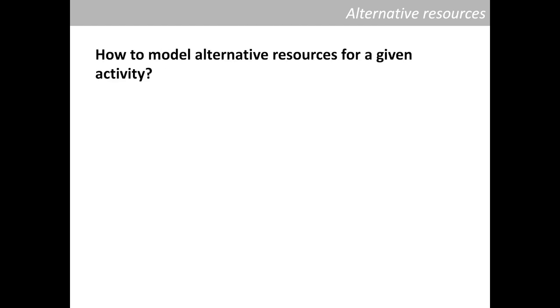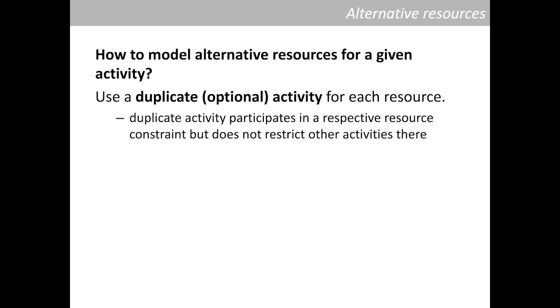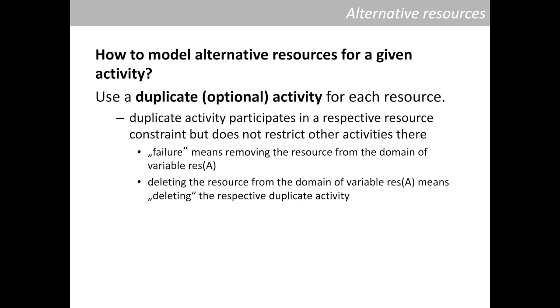What about the alternative resources? Sometimes we can allocate the activity to several resources. The trick that is used in modeling is that for each activity, we use a duplicate, sometimes called an optional activity, that participates in resource constraints for a specific resource. And then we can combine information from these duplicate activities into the time window of the original activity. If we obtain a failure for a given activity in a given resource, it just means that the activity cannot be allocated to that resource.